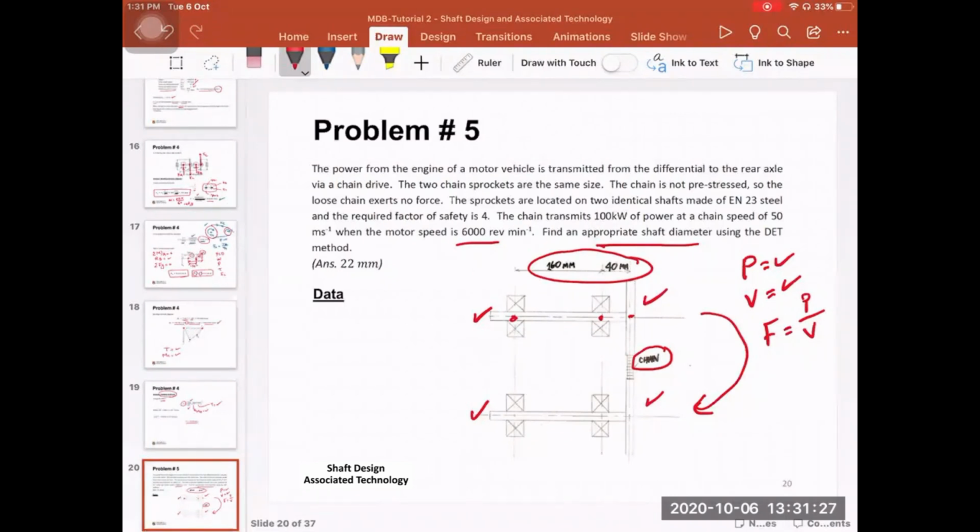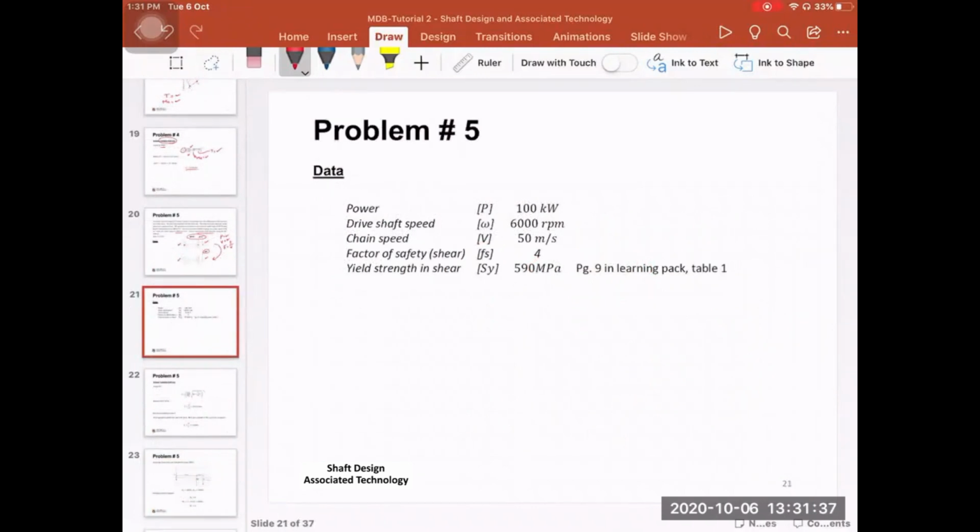So if we focus on the top shaft, there is a combined stress state where we have bending and torsion. The power is given, 100 kilowatt. The drive shaft speed is 6,000 RPM. The linear speed of the chain is given as 50 meters per second. The factor of safety is given as 4, and the material was given. So from this table, we can extract the yield strength of the material, and the elastic modulus if needed.